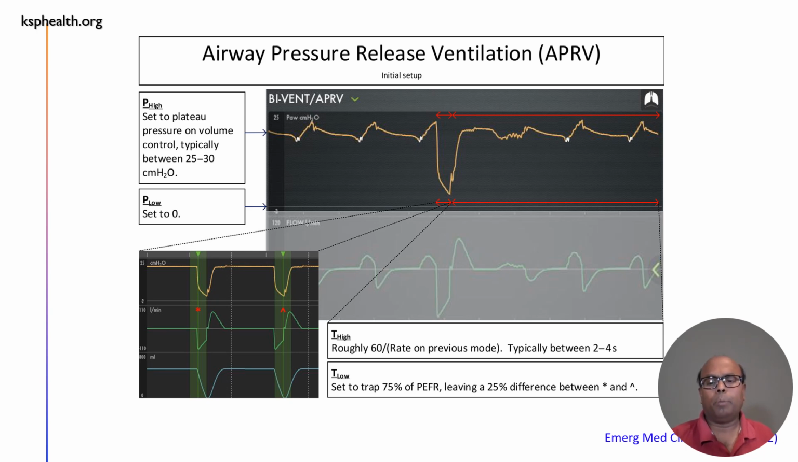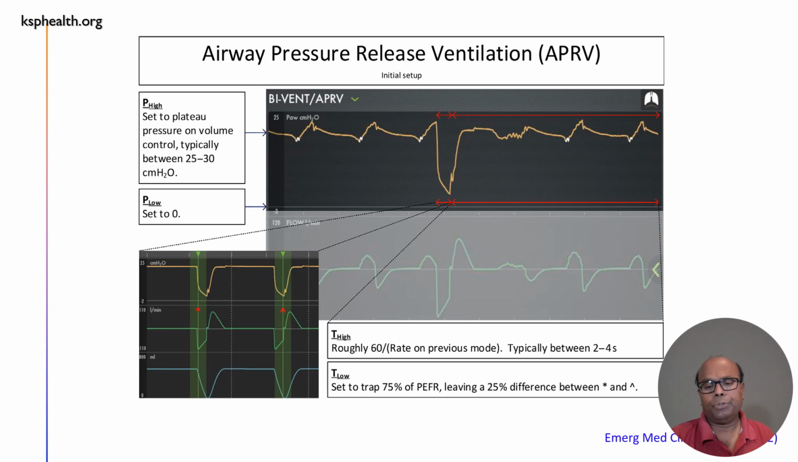The high CPAP causes lung alveolar recruitment. The sudden drop can help to eliminate carbon dioxide. Another important positive thing about airway pressure release ventilation is the patient can breathe in between. Spontaneous breathing is unhindered. So this is called P high. And P low is oftentimes set at 0. Some people do too.